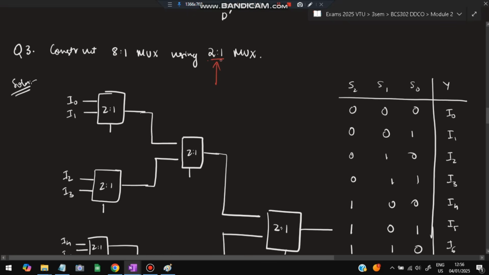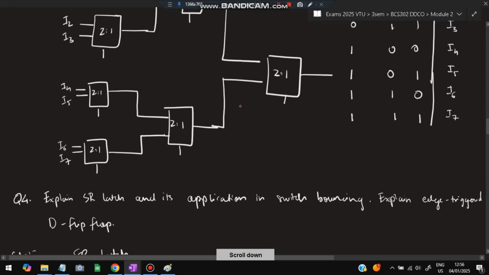For 8 inputs, I require this type four times. Okay, four copies of 2:1 mux. Then only I will be able to get 8 inputs. In the next stage, I will require 2, and next I will require 1. Like that, we have to observe how many we will be requiring. So we'll be making the diagram accordingly. Okay. So this was about the mux part.